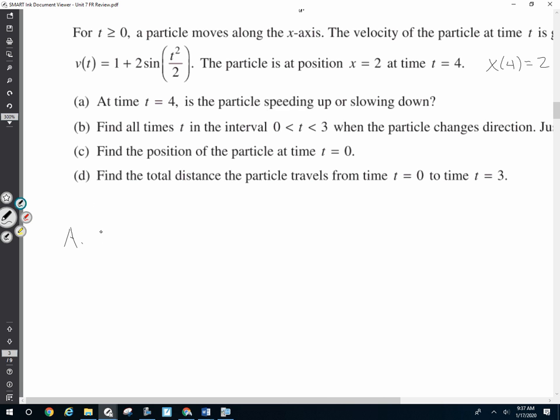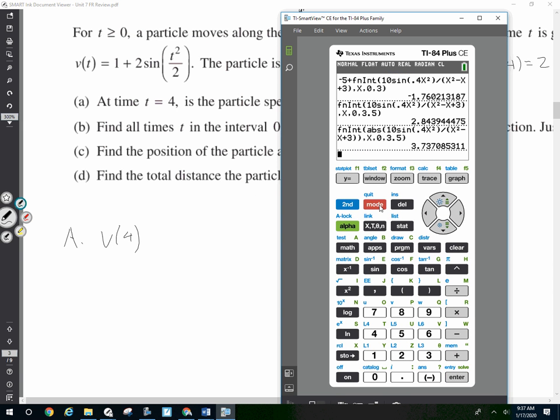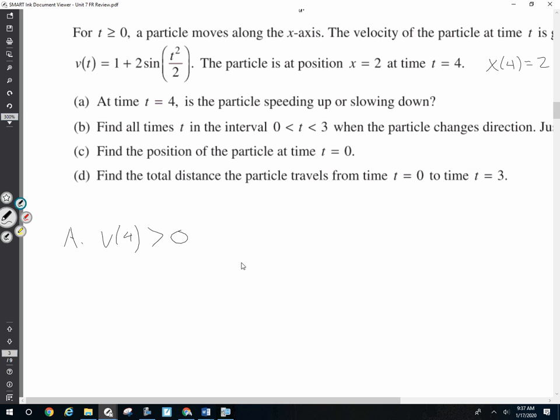Okay, well, we got to look at the signs of velocity. So a of 4. I'm going to just plug in 4. And for v, v of 4, I got 1 plus 2 sine of 16 divided by 2, which is 8. I'm just going to do that real quick. 2.978. That's positive. All I care about is that it's positive.